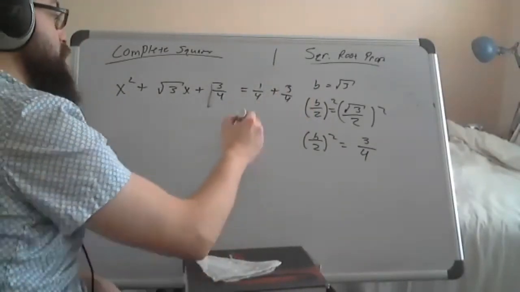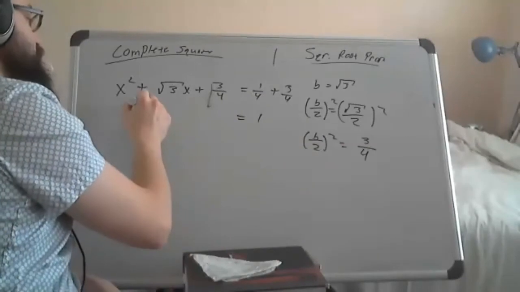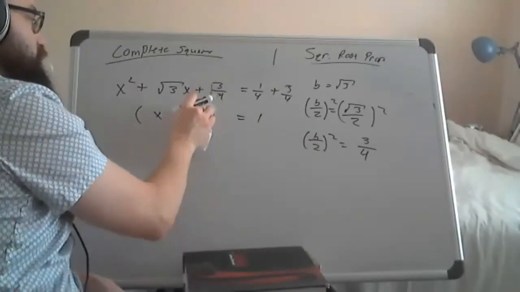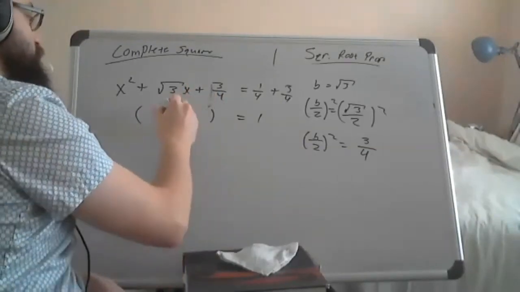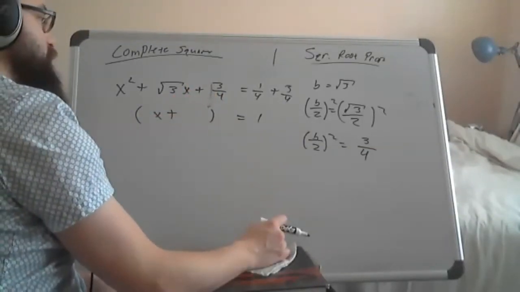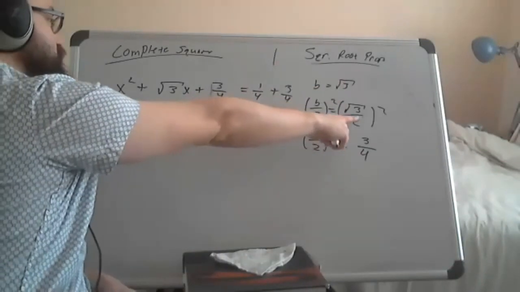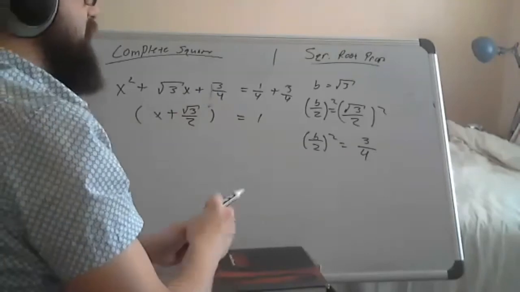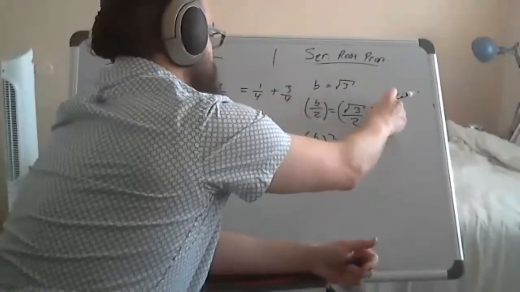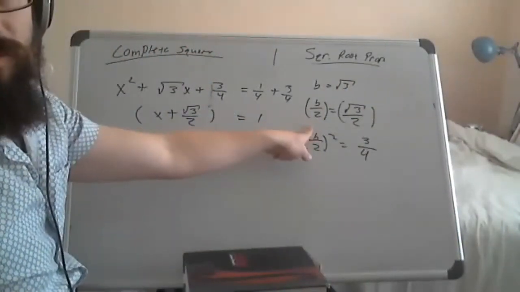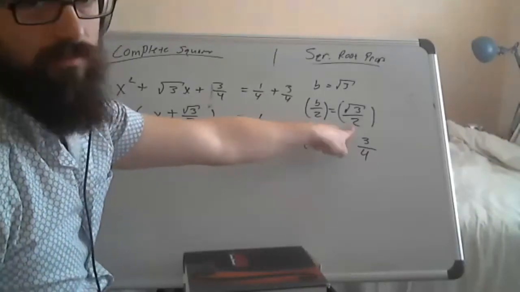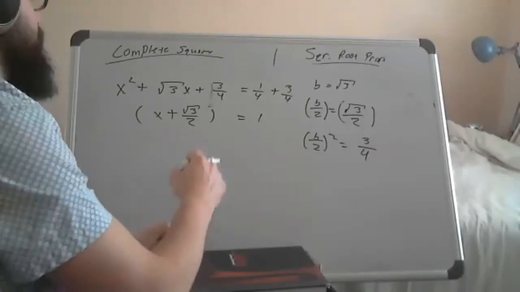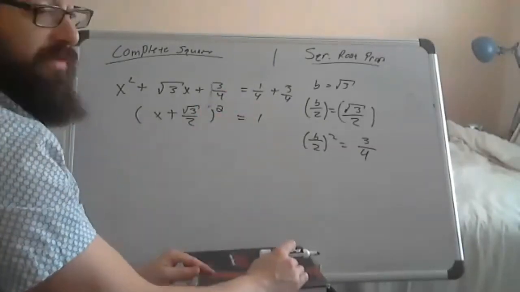So it's going to be 1. Now, what is this part? x plus the square root of 3/2 squared. Just the square root of 3/2. Oh, okay, you don't need the square part. Yeah, no, because we just want this half of b. Oh yeah, this is being squared. We completed the square.